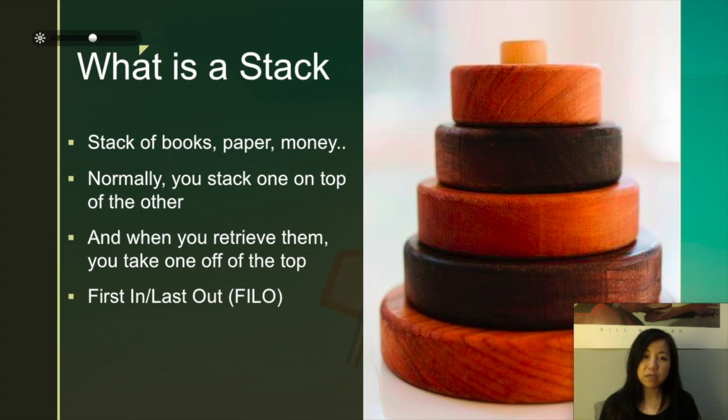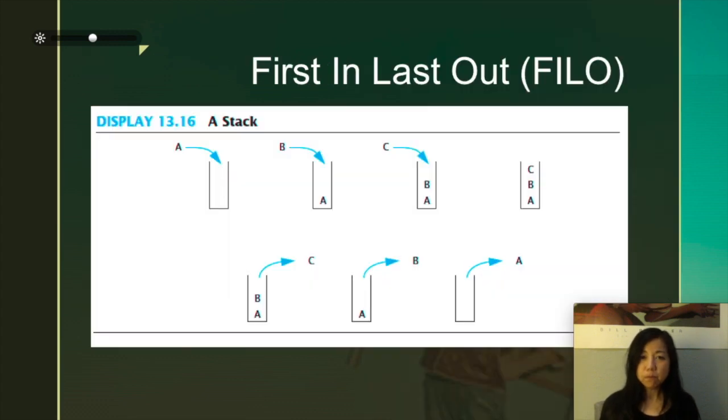We call this first in, last out, because the first item that got put into the stack is the last one to come out. If we use A, B, C as the example, we put A first and then B and then C. Because it's a linked list, it never gets full until you run out of memory. So the top one would be C. When you take things out, C would get taken out first, and then B and then A. That's called first in, last out.